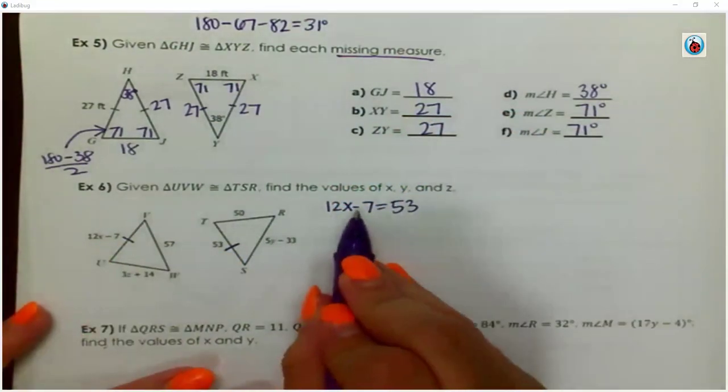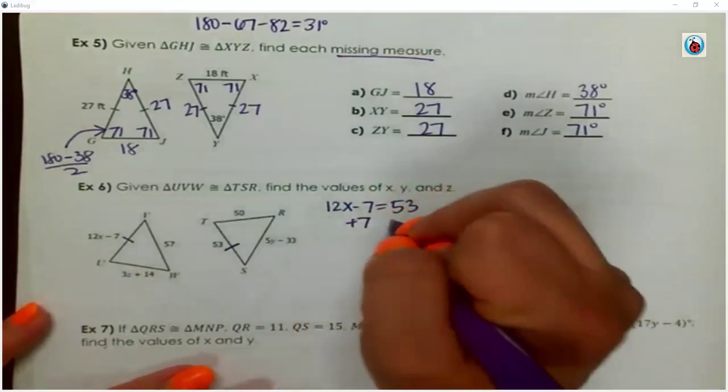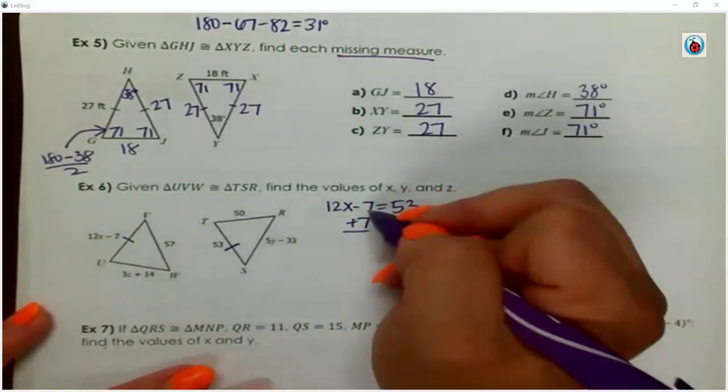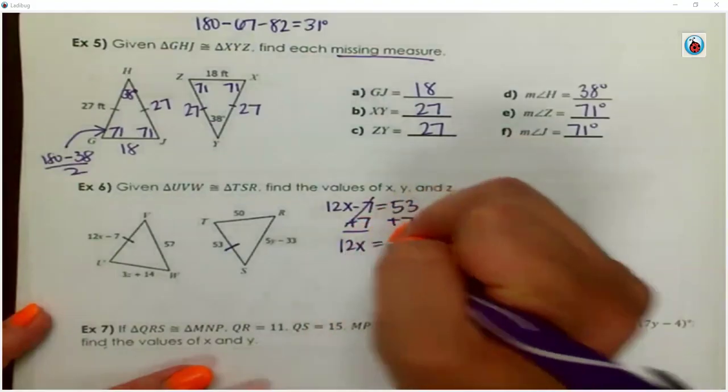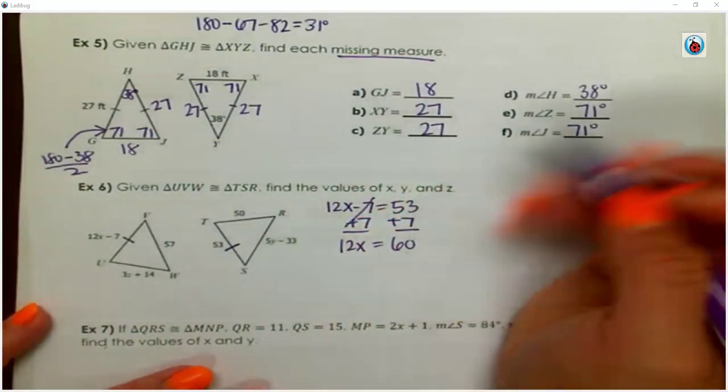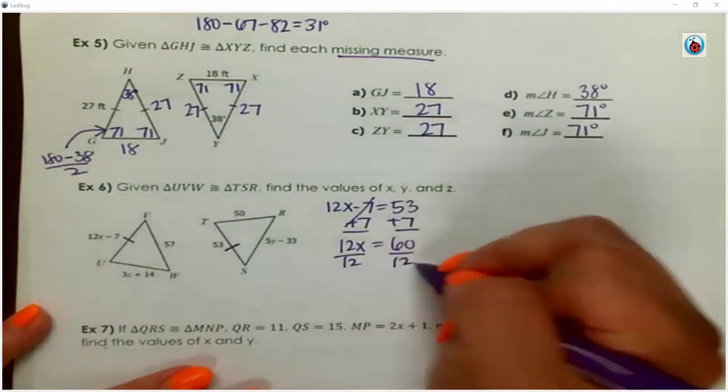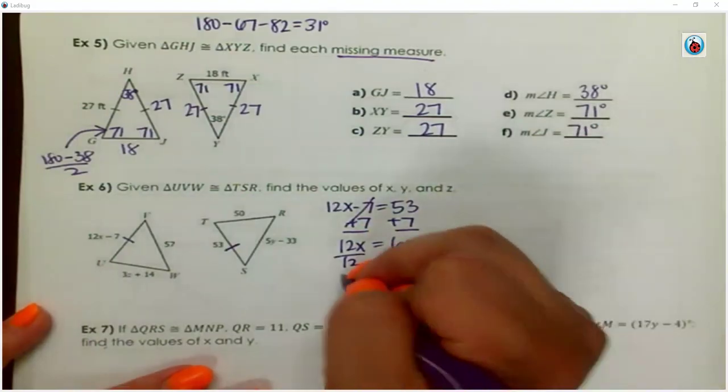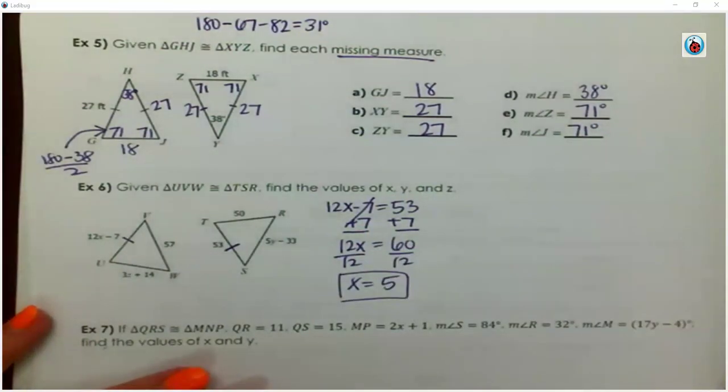When you see minus 7, I'm going to add 7 to both sides. This is gone. Now I have 12x equals 60. Then I'm going to divide by 12, and therefore x equals 5. So that's the first one.